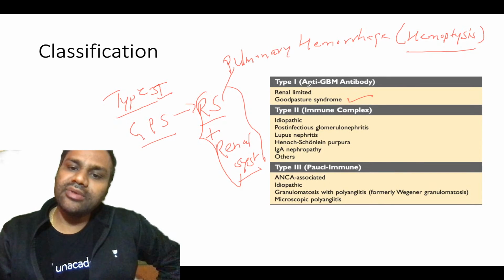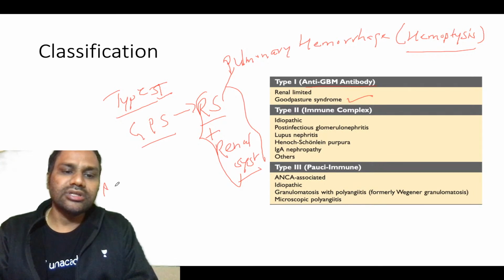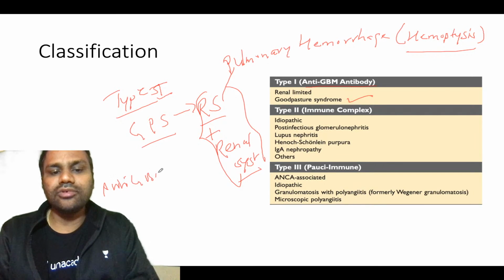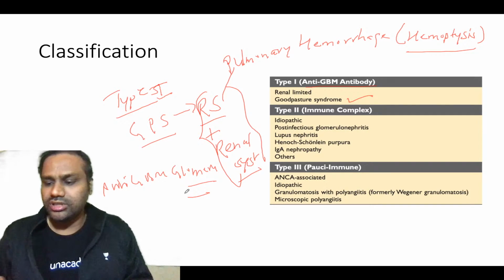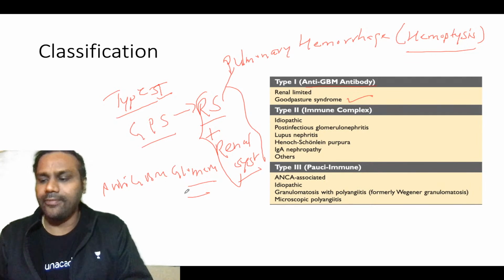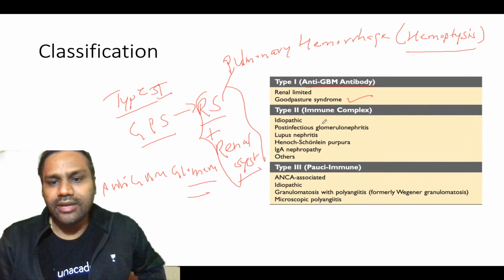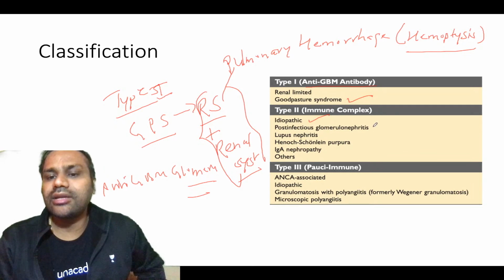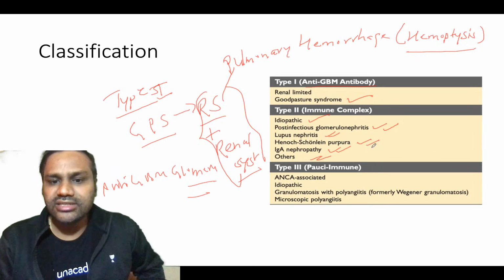But there can also be isolated anti-GBM antibody glomerulonephritis. You need to know this, it is very much important. Then in type 2, idiopathic is the major cause. Then there can be post-infectious glomerulonephritis, lupus nephritis, HSP, IgA nephropathy and others in these immune complex types, even MPGN.